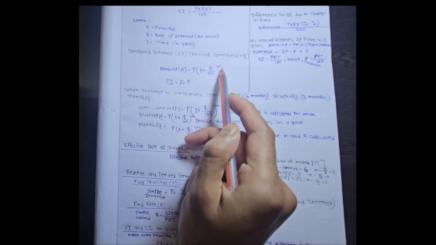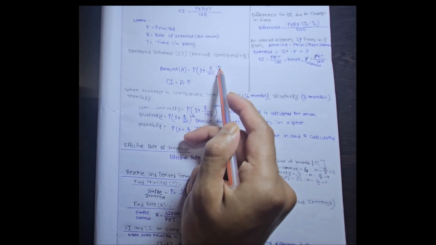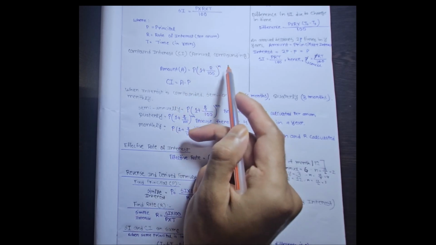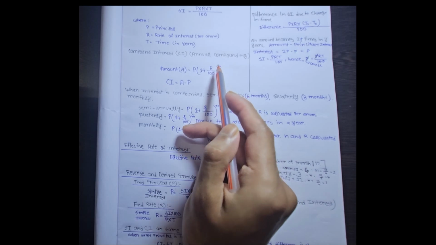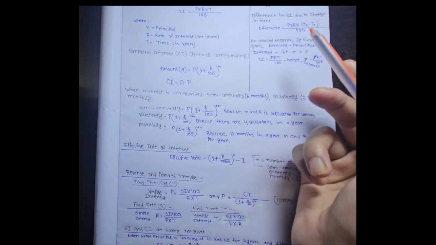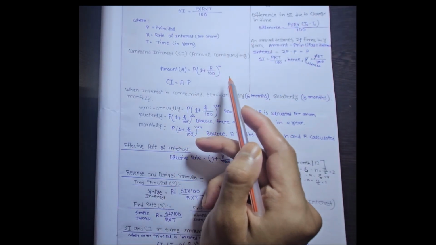The exponent will be n. n is the number of years. If n is 1, nothing needs to be written, or we can ignore that. But if it is 2, it will be a square or cube, or it could be 10 or 15, based on the number of years we need to calculate the compounding.